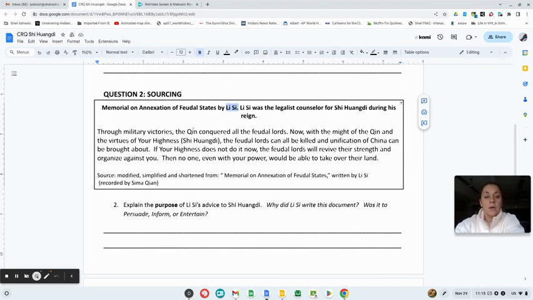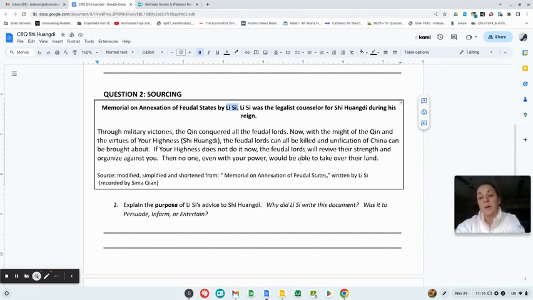So in this instance, I'm going to start by reading my title. It says Memorial on Annexation of Feudal States by Li Si. Li Si was the legal counselor for Shi Huangdi during his reign. Through military victories, the Qin conquered all the feudal lords. Now with the might of the Qin and the virtues of your highness, the feudal lords can all be killed and unification of China can be brought about. If your highness does not do it now, the feudal lords will revive their strength and organize against you. Then no one, even with your power, will be able to take over their land.